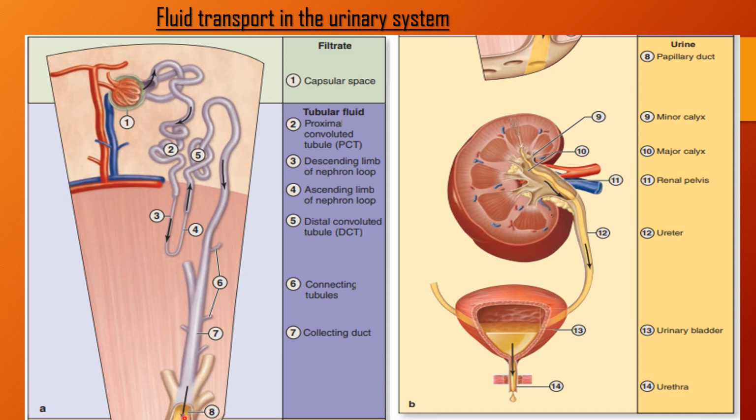After entering into papillary duct, filtrate is called urine. So after papillary duct, it goes to the minor calyx, as you can see here. Then it goes to the major calyx, then renal pelvis. After that, the ureter, then urinary bladder. After that, urethra, and from urethra it gets passed outside the body.